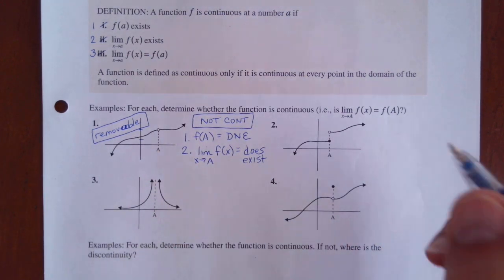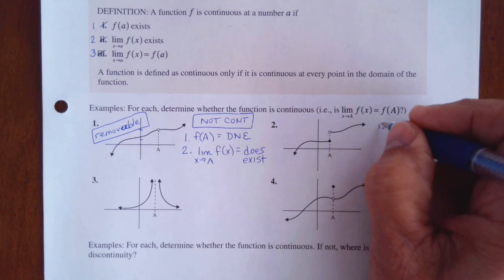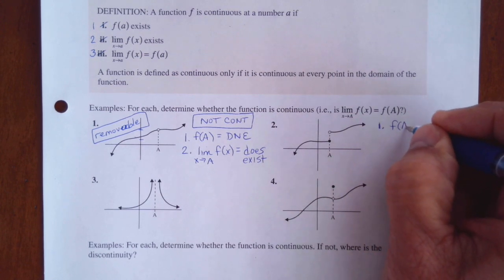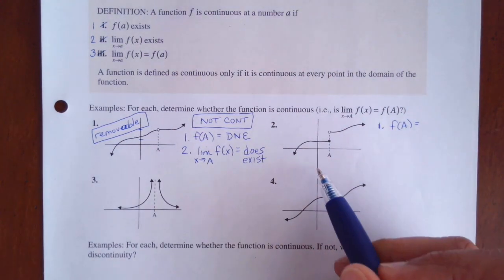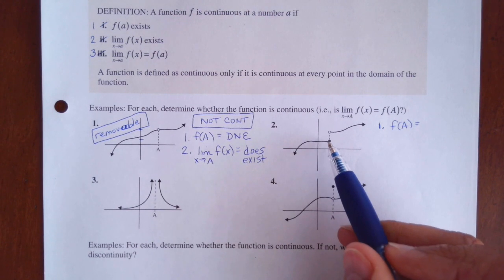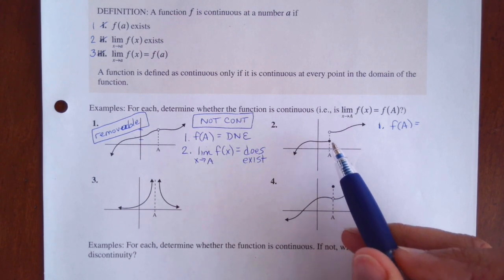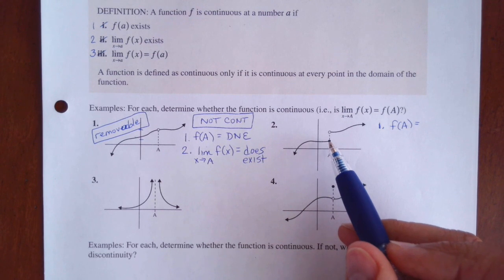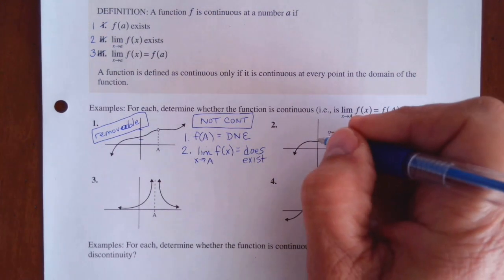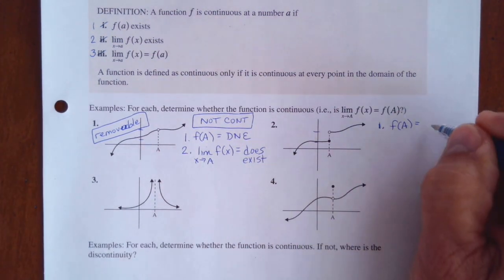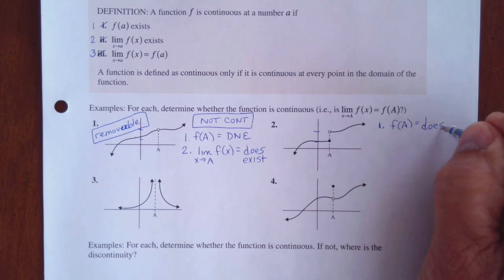All right, number 2. Let's go over those 3 things. So number 1, can I find f of a? Does it exist? Yes, there's a point right here at a, closed circle, so that would be the function value. Again, whatever it is, let's say it's 1. So it does exist.